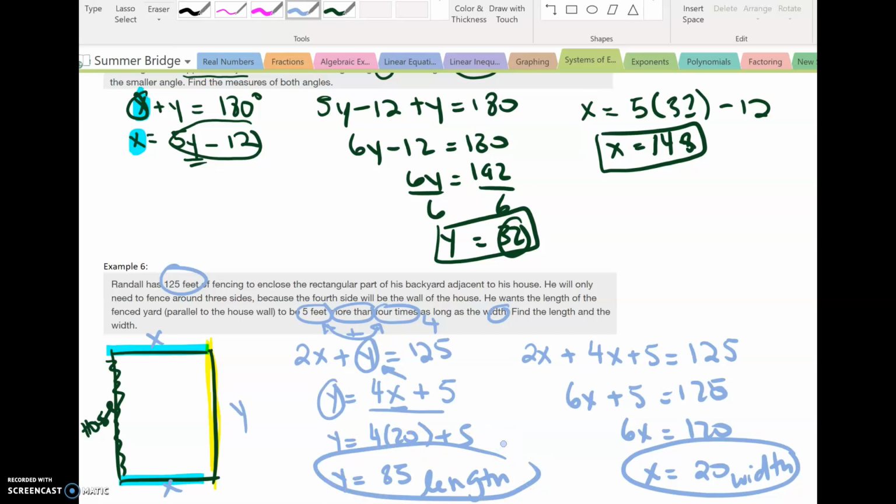And we did it. We just solved the 6th example of what you could potentially see.